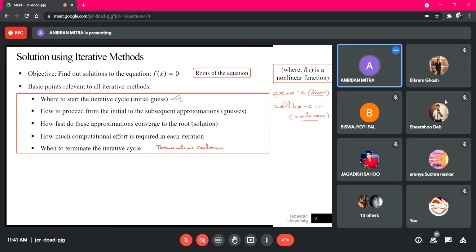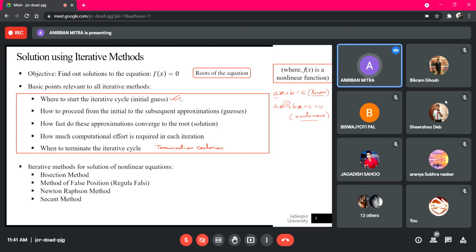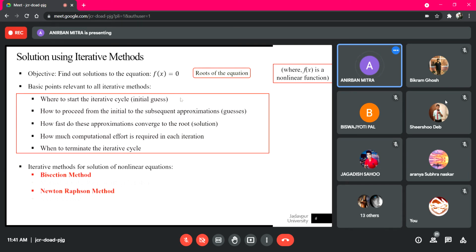Now, what are the different types of iterative methods that can be used for solution of nonlinear equations? Here you can see a list: bisection method, method of false position, which is also known as regula falsi, Newton-Raphson method, the secant method, Muller's method, and Chebyshev's method. A whole host of different methods deal with solution of nonlinear equations. Our focus is on these two, the bisection method and the Newton-Raphson method.